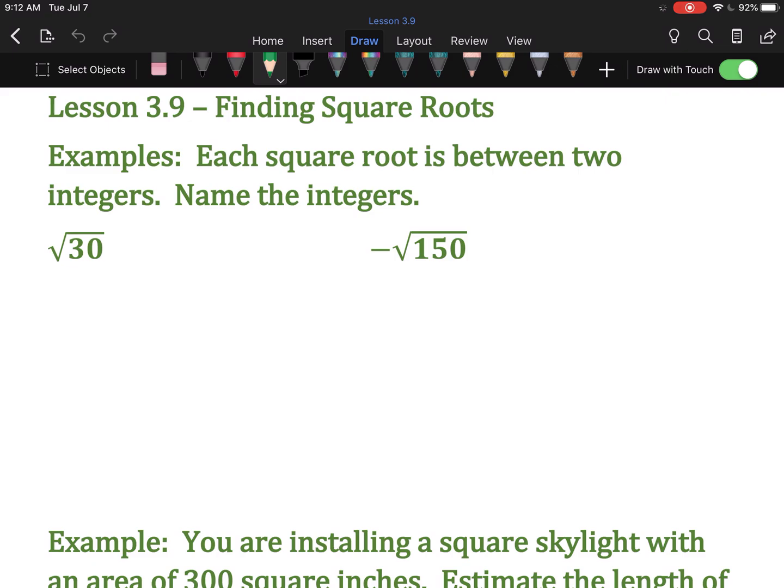Root 30. On the lower side and higher side. To the left, the next lowest perfect square is 25, and the next bigger perfect square is 36. Root 25 is 5, root 36 is 6. So there's the numbers we're between. We're between 5 and 6. Root 30 lives between 5 and 6.